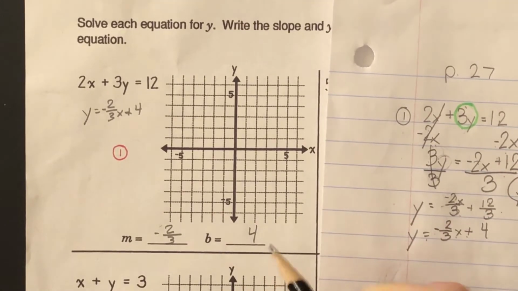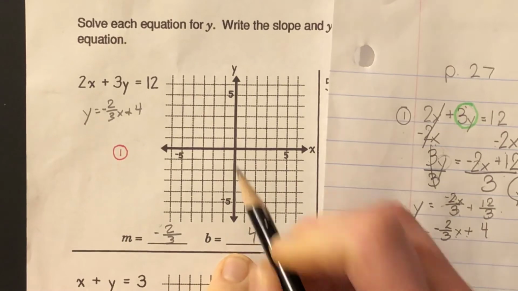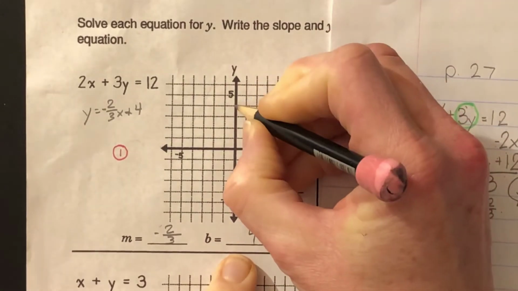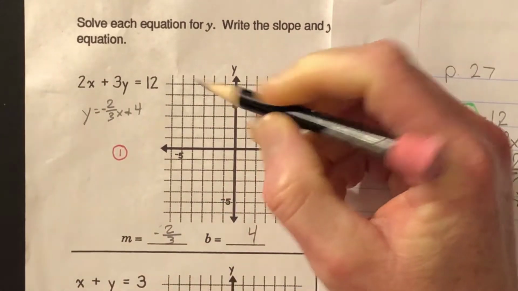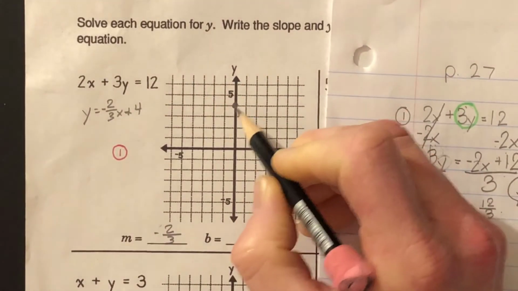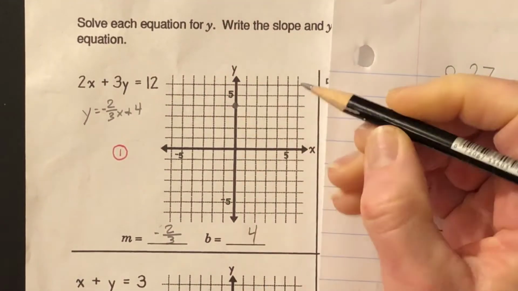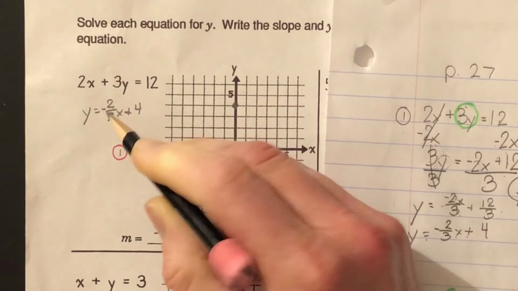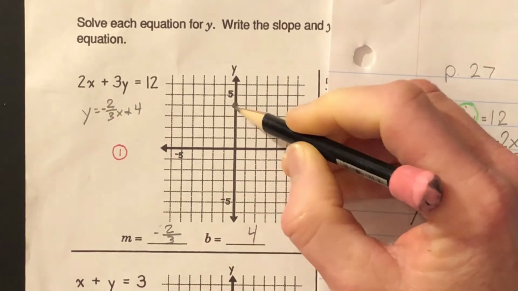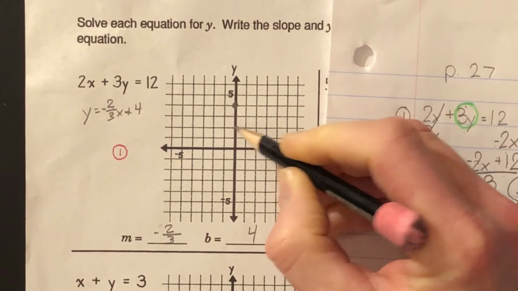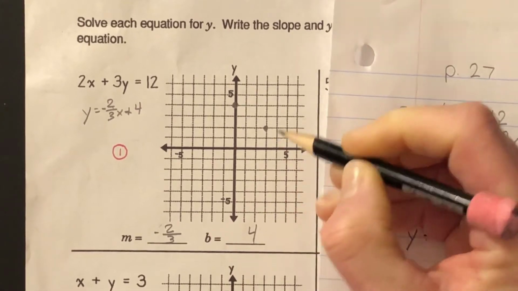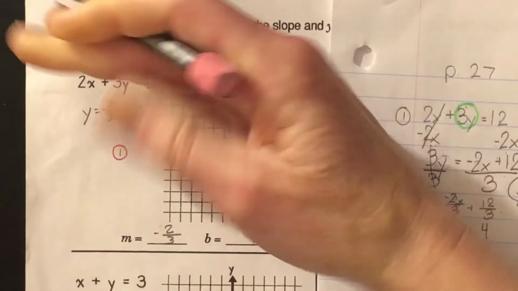The y-intercept is 4, so I always start with that because I know how to find that one. 1, 2, 3, 4. That is a definite point. The slope just helps me find the incline so I know the orientation of the line. It's negative 2/3. So I will go down 2 over 3. 1, 2, 3. And just in case, I see that this is a negative slope.